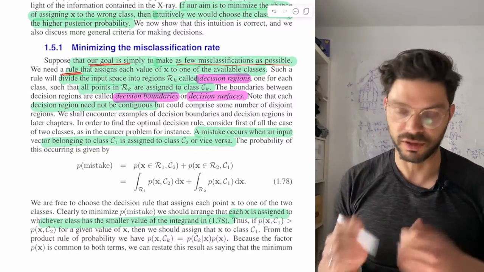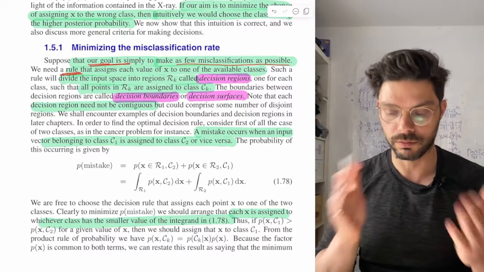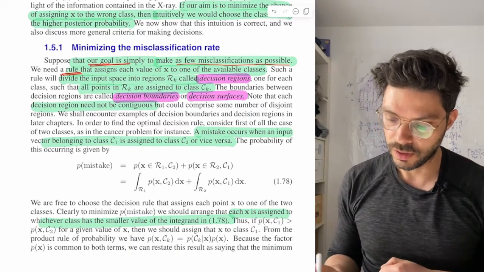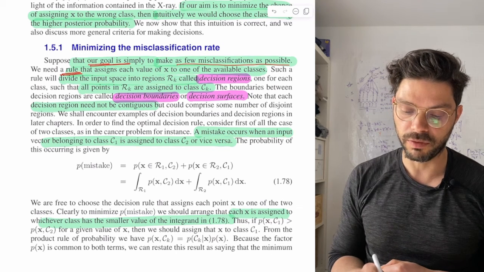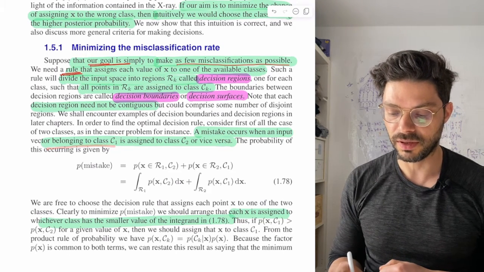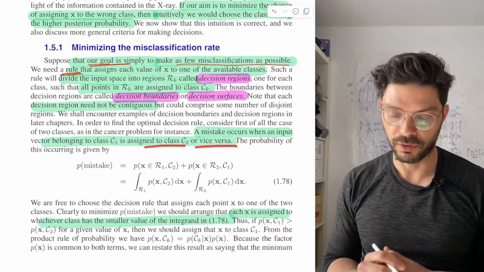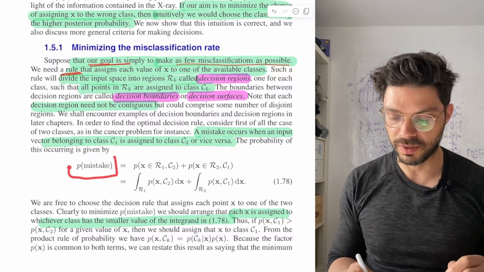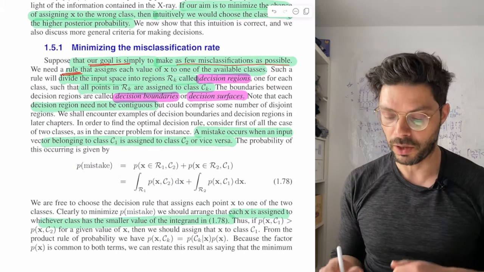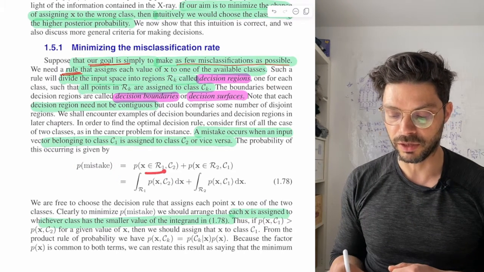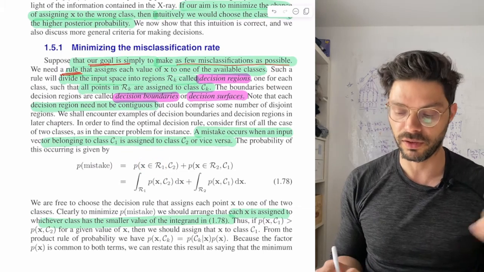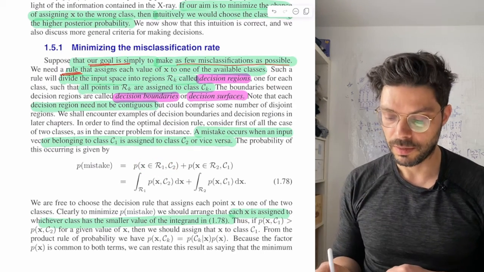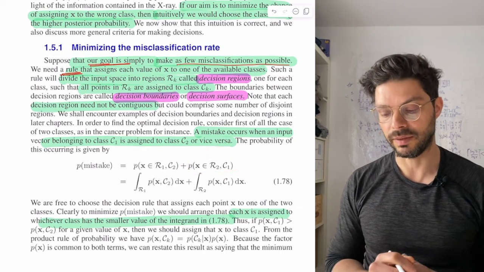Now, let's just consider the two class case. We're just trying to think about cancerous versus non-cancerous. So a mistake occurs when an input vector belonging to class C1 is assigned to class C2, or vice versa. Okay, so here is the probability of a mistake, and it has two parts. It's the probability of x belonging to R1, so we've said, let's say, cancerous, where actually x came from the non-cancerous case, plus the other probability.